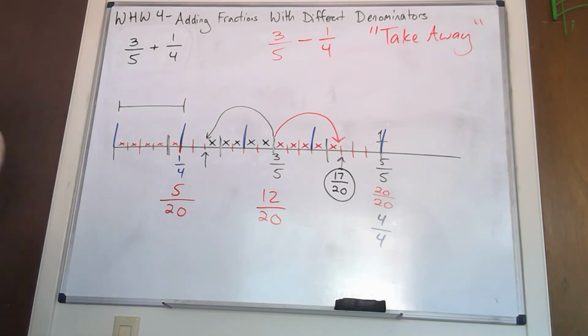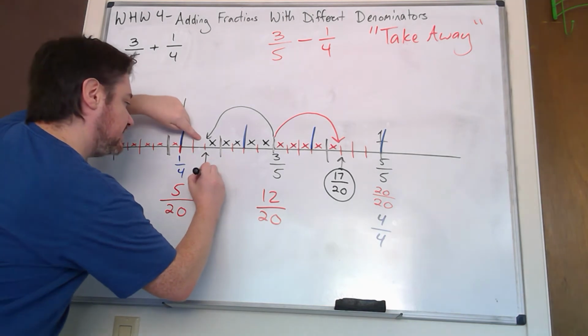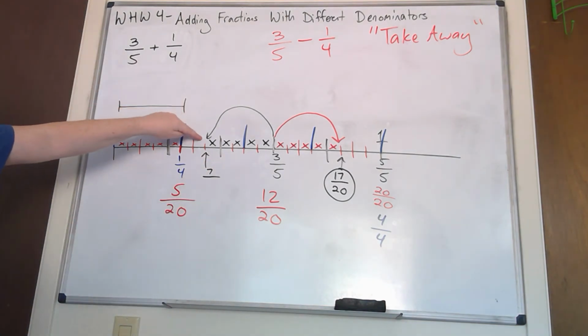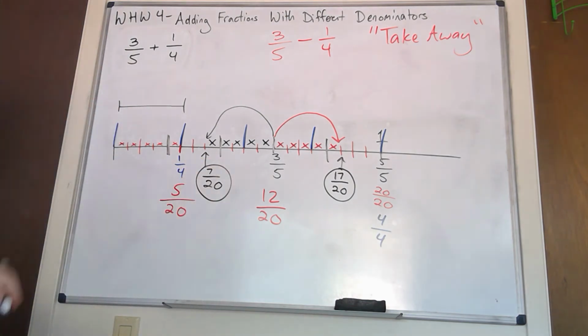What is that answer? Let's just count up. 1, 2, 3, 4, 5, 6, 7 little segments. The little segments are 20ths because there are 20 in our whole. And there we go. All right.